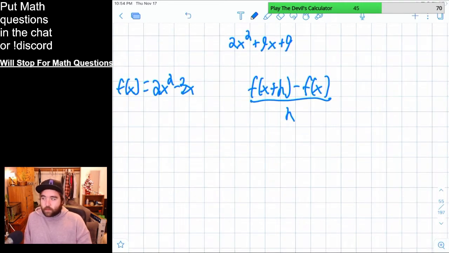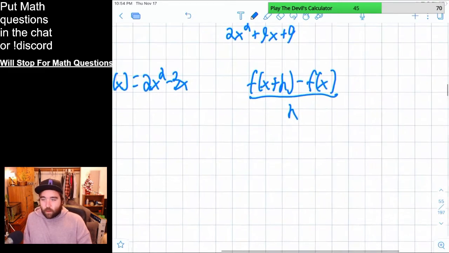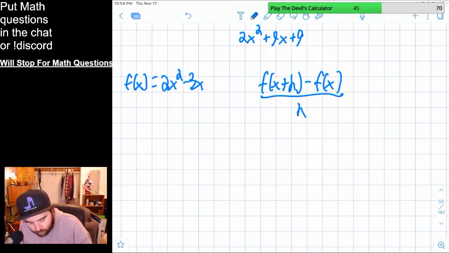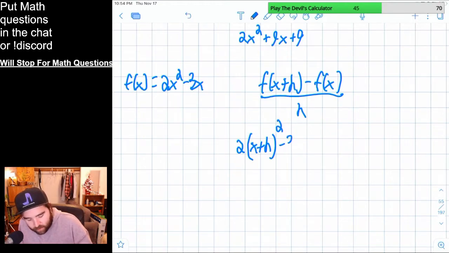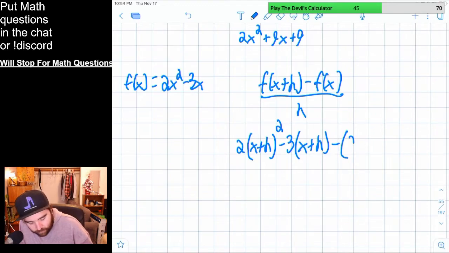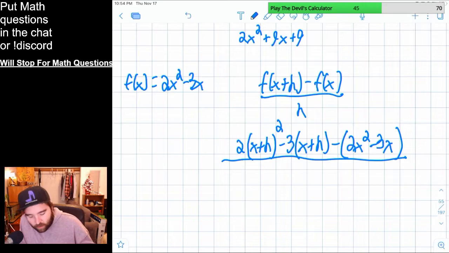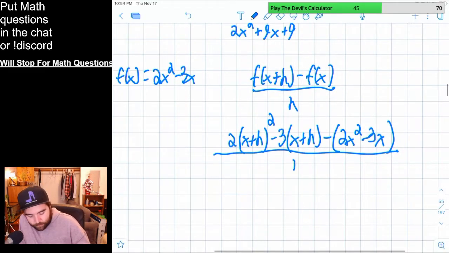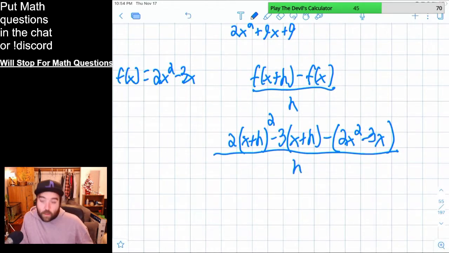All right. So let's just do that. So we're going to go 2 times x plus h squared minus 3 times x plus h. So just replace the x's with x plus h's. And then minus that entire function. And then all of that over h. All right, so that's the answer. But we shouldn't just leave it as that.